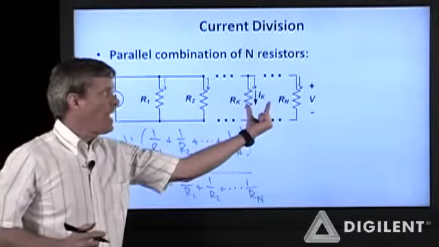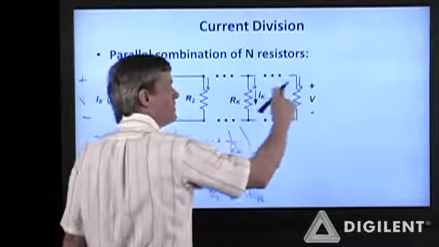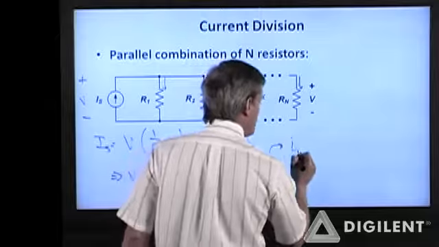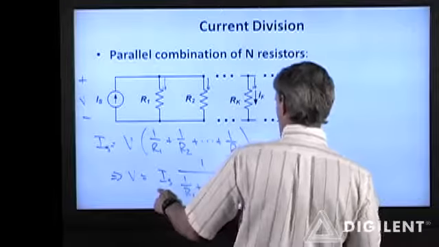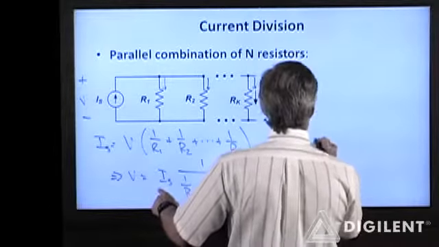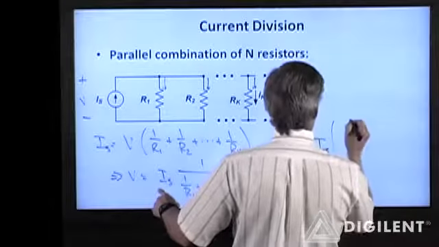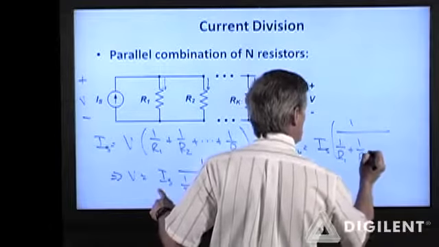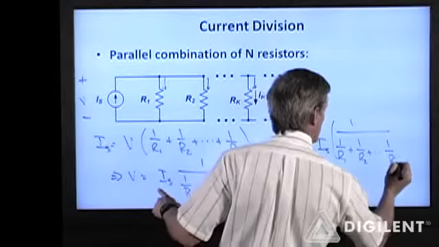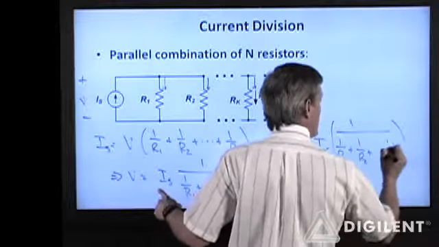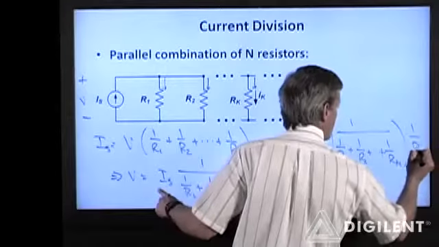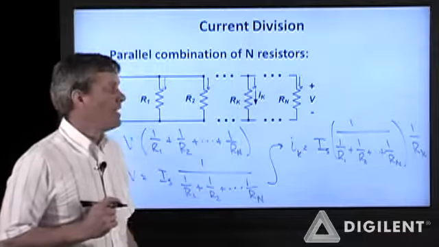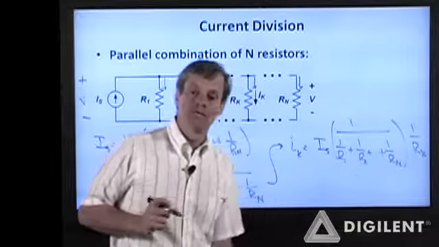Now, I sub K is just this voltage over the kth resistance. Therefore, I sub K is I sub S times 1 over R1 plus 1 over R2 on up to 1 over R sub N times 1 over R sub K. Next slide, I'll summarize this.